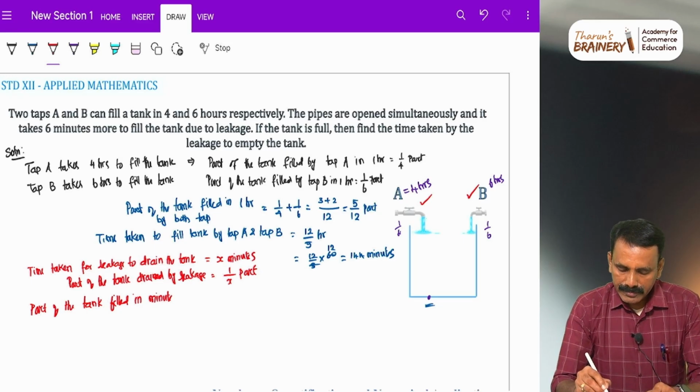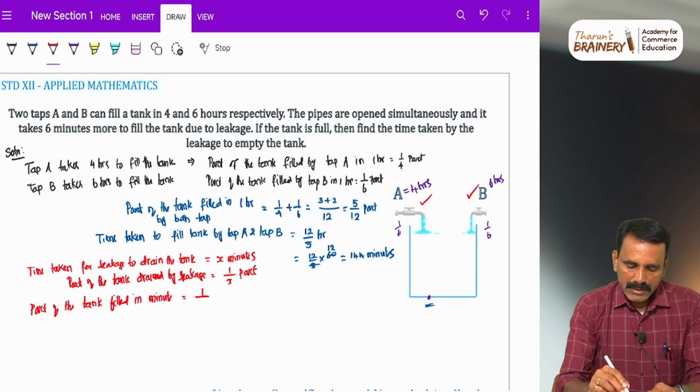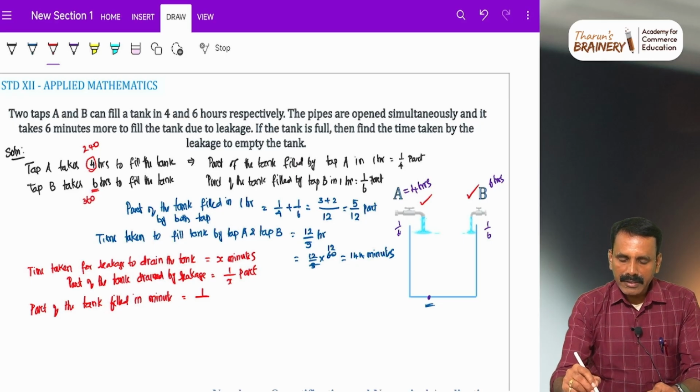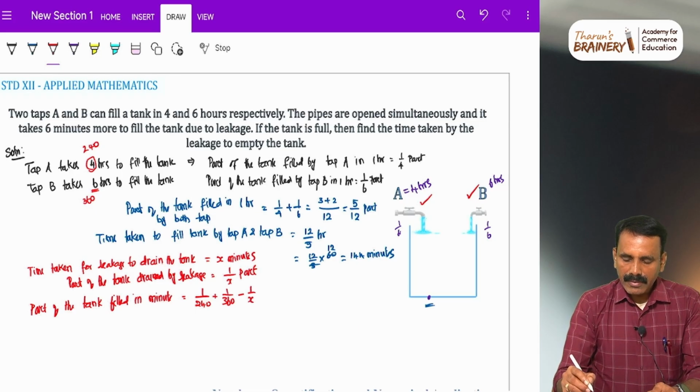It is going to be 1 by 4. This is 4 hours, which is nothing but 240 minutes. This is 6 hours, which is going to be 360 minutes. Okay, because we have to convert everything to minutes. So 1 by 240 plus 1 by 360, minus 1 by x. Is it clear?